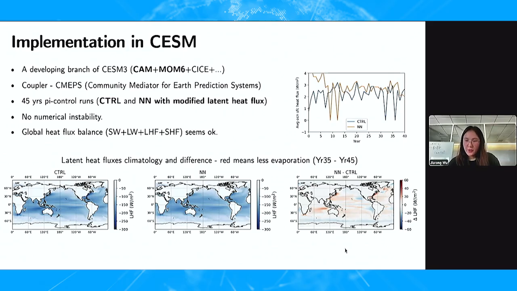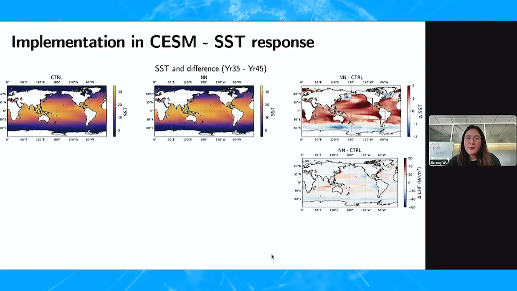So this is the pattern of the difference that we see averaged over the last 10 years. In terms of the SST response, we see a pretty large change in SST after 35 years. This is a 10-year average, and a lot of warming, especially in the... and this pattern doesn't really project onto the difference in latent heat flux.